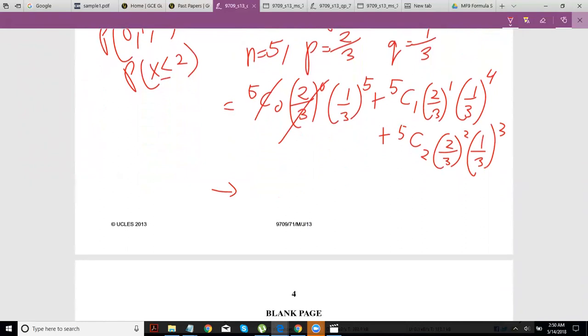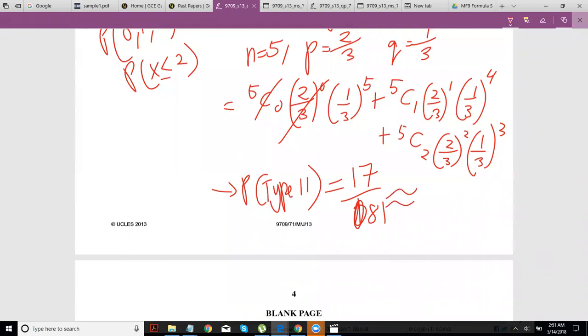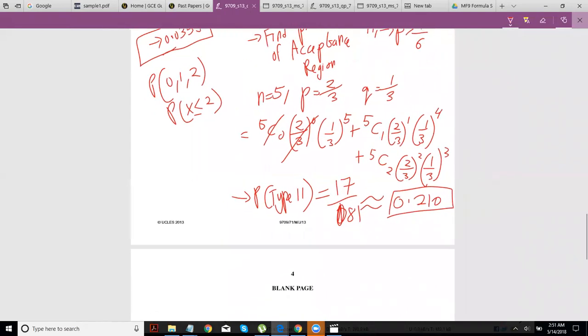So you just pop this into your calculator, and you should get the probability of a type 2 error in a discrete case. And that is equal to 17 upon, sorry, not 18, upon 81, which you can write, again, just remember to round it off to 3 significant figures. That would be 0.210. That is your probability for a type 2 error. Hopefully this was helpful.